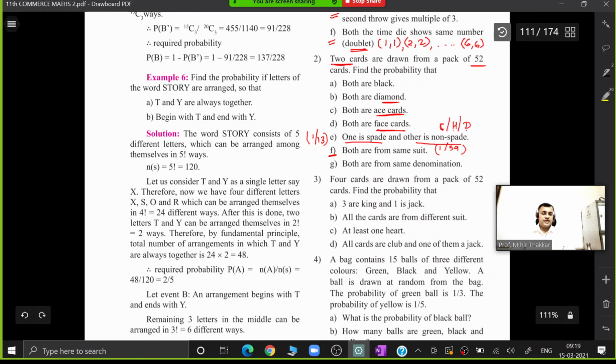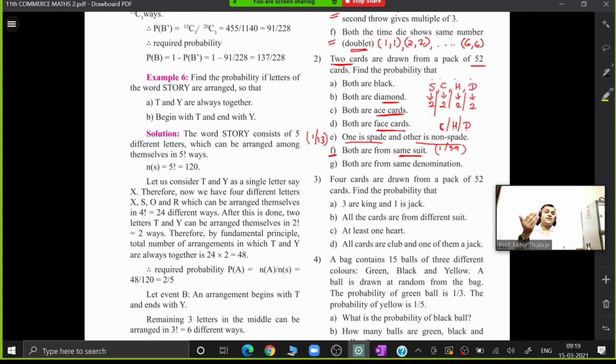F. It says that both are from the same suit. Now what does that mean? We are seeing that there are 4 suits: spade, club, heart and diamond. So it can be 2 from the spade, or 2 from the club, or 2 from the heart, or 2 from the diamond. So what happens over here is I can select any one of the 4 suits and then I can select 2 cards out of it. That is one way.